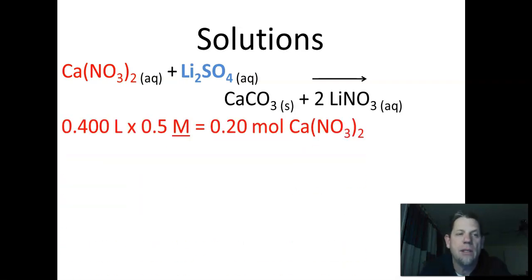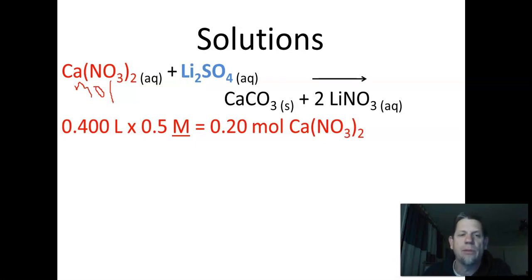So the red is the calcium nitrate. We have 400 milliliters, which is 0.4 liters. We multiply that by the molarity, and that will give us 0.20 moles of calcium nitrate. That's how many moles of this we're beginning with. And I can't write with my mouse. Okay, that's how many moles that we're starting with.